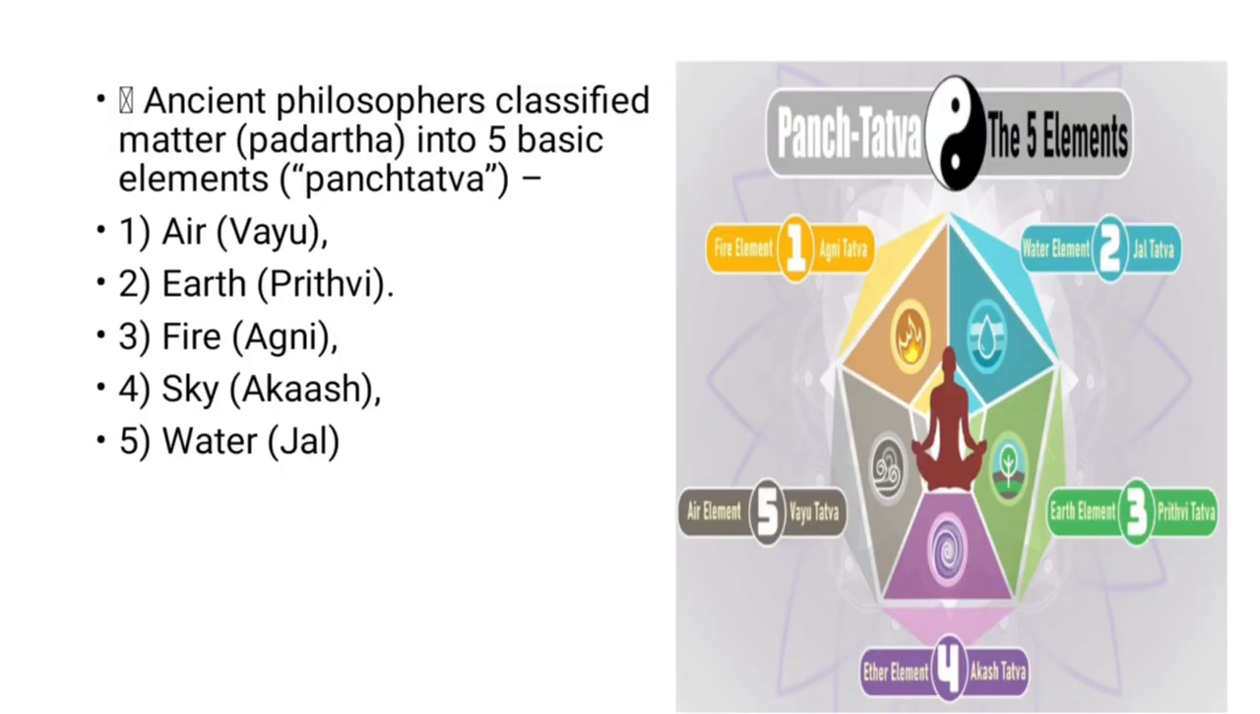The ancient philosophers classified matter into 5 basic things, which is called Panchabhuta. In your syllabus, they have given Padarata or Panchatva. So what are the 5 basic elements, that means Panchabhuta? Air, which is called Vayu; earth is Prithvi; fire is Agni; sky is Akash; and water is Jal. These are the Panchabhuta or Panchatvas, given by our ancient philosophers.